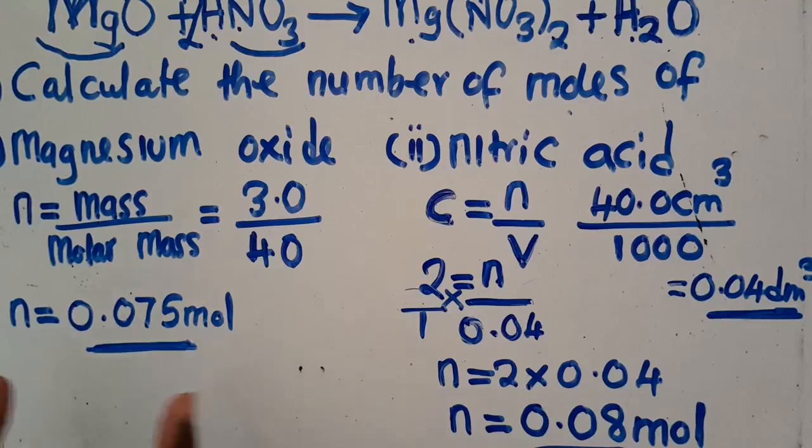How did I know that I'm supposed to use this formula? Mass was given. But whenever you see volume given and concentration, you need to be sensitive enough. You discern, you know that, okay, I'm given volume and concentration, which means you use the formula for concentration. This is what you need to do.